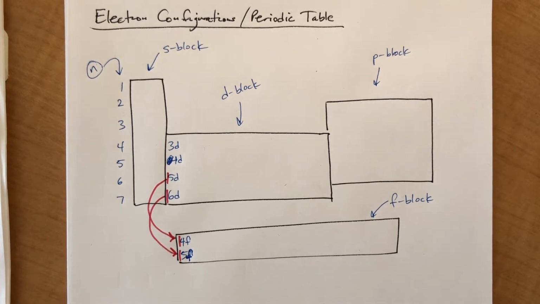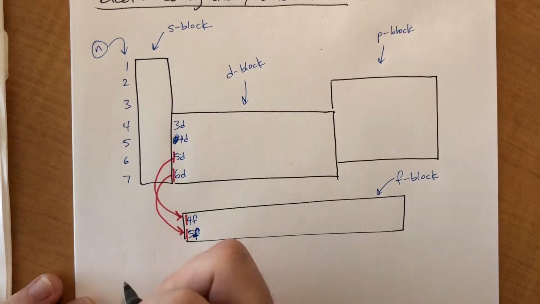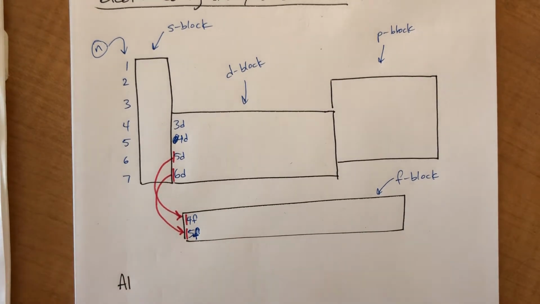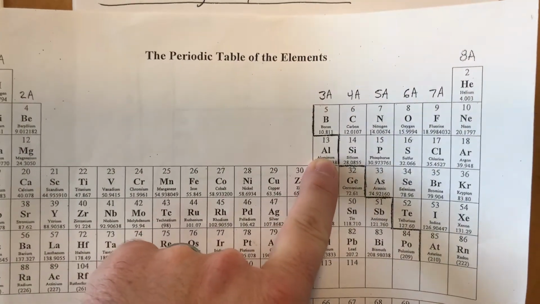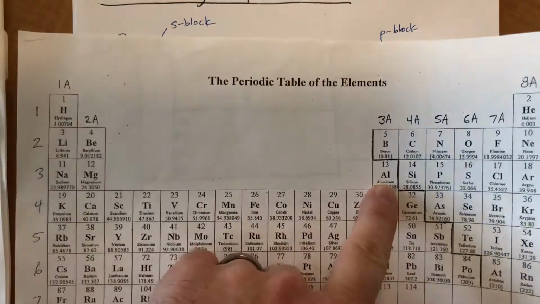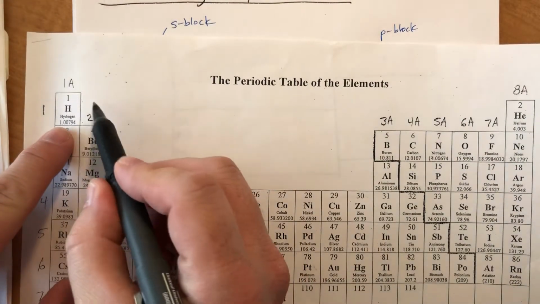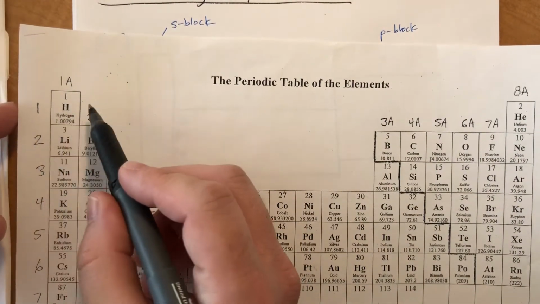Okay, so now if we had an atom, like at the very end of the last video we did aluminum, let's do aluminum again. And I'm just going to do the electron configurations. It does work for orbital diagrams, but I'm just going to do the electron configurations. So aluminum is element 13. So what we do is we start at the beginning. We're assuming helium is here. So this is 1. This is the S block.